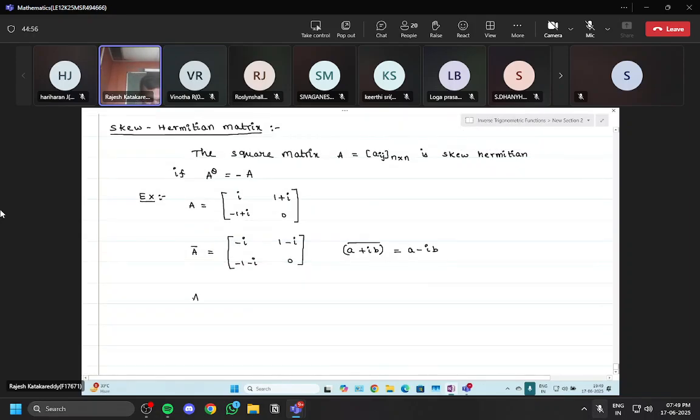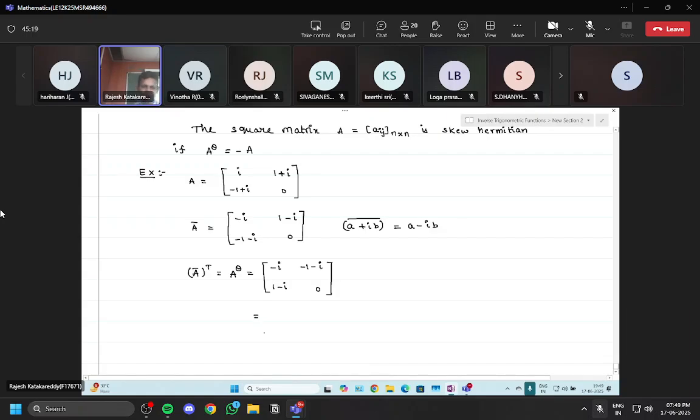Right, now transpose of this one, which is equal to A power theta. If you are doing, you have minus I, minus 1 minus I, 1 minus I, 0. Like let us take minus 1 common from the matrix. When you are taking anything common, you should take from each and every element of a matrix. This is minus 1 into I, 1 plus I, minus 1 plus I, 0. So like I can say that A to the power theta is equal to minus A, therefore it is a skew Hermitian matrix.